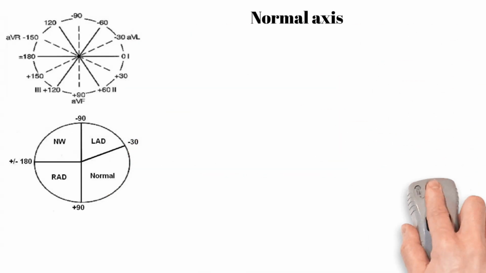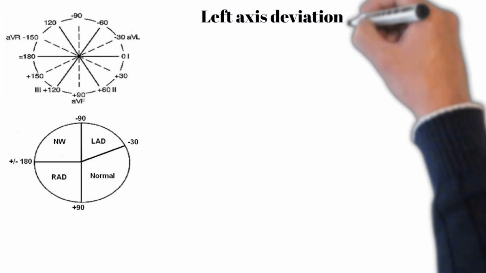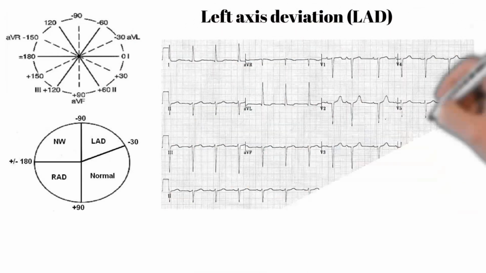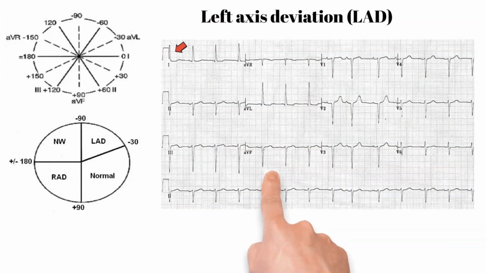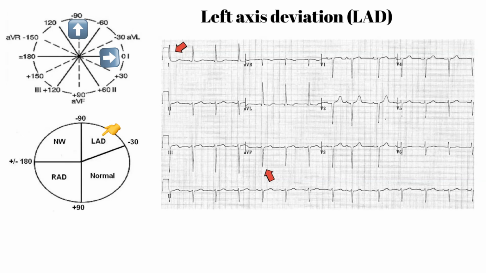This is an example of left axis deviation. If the QRS is upright in lead 1 and downward in lead AVF, then the axis is between 0 and -90 degrees. However, recalling that left axis deviation is defined as between -30 and -90 degrees, this scenario is not always technically left axis deviation. In this case, the QRS axis could fall between 0 and -30 degrees, which is within normal limits.